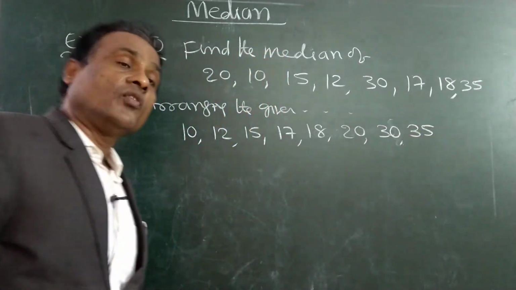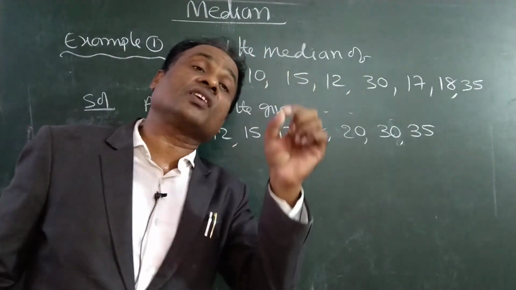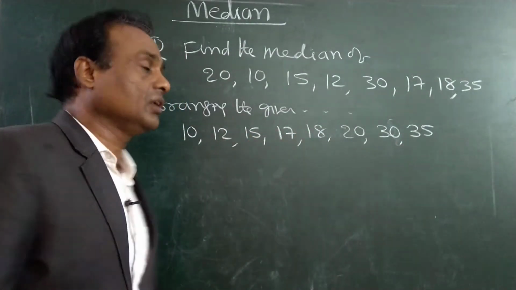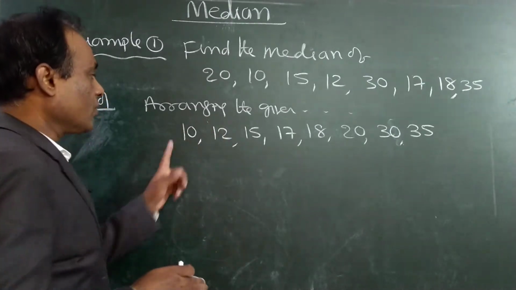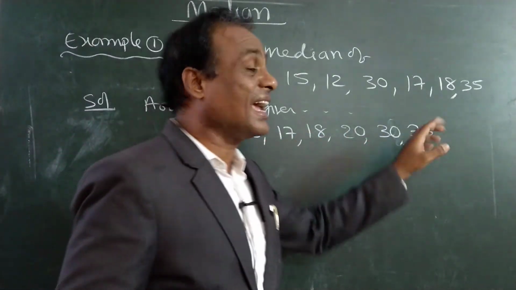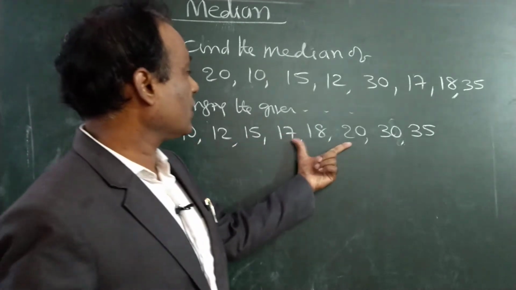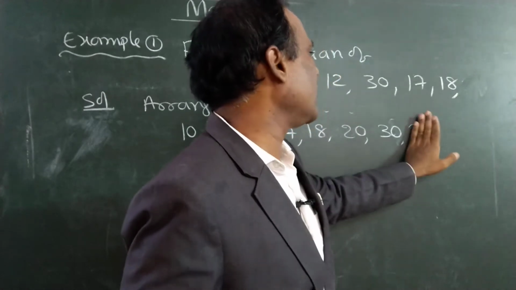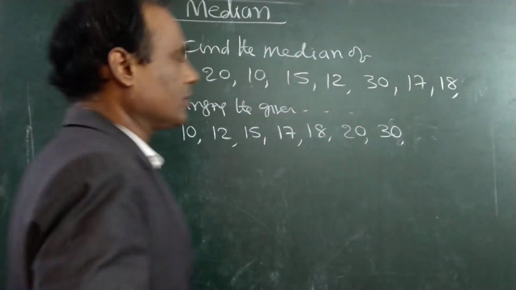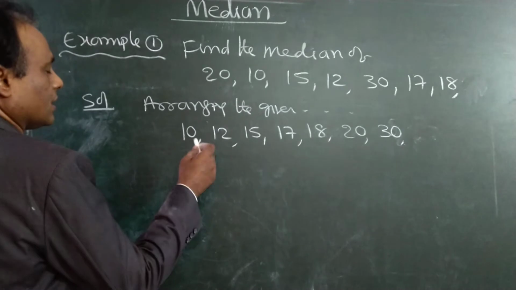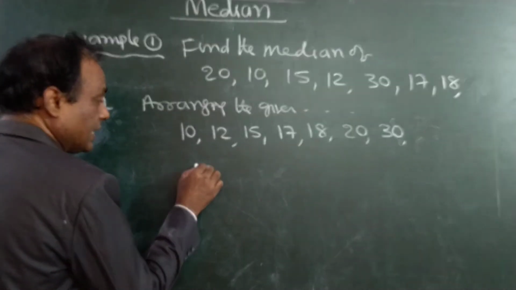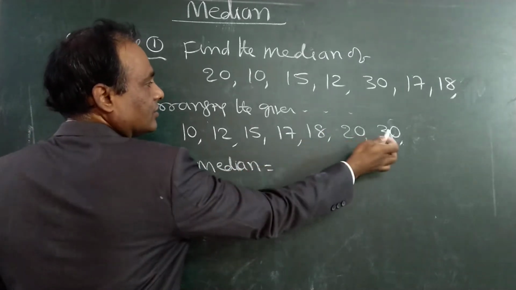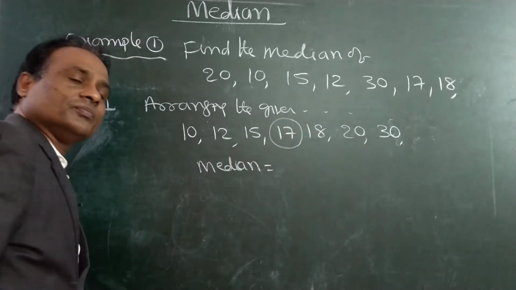See here. When raw data, ungrouped data, is given, how do we find the median? Arrange them in the ascending order, smallest to greatest. Let us take the odd number of terms first, then I will explain the even number. If it is an odd number, then the middle observation is the median. What is the middle observation? The 17 is the median.